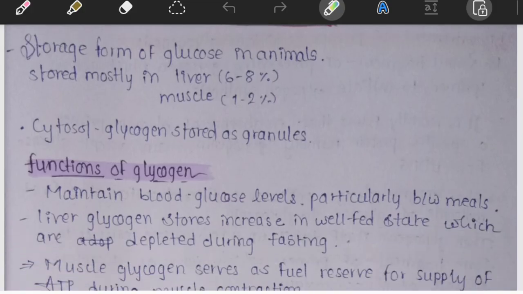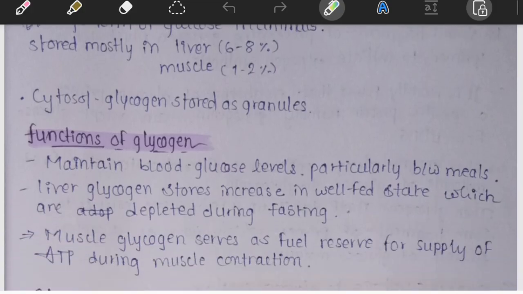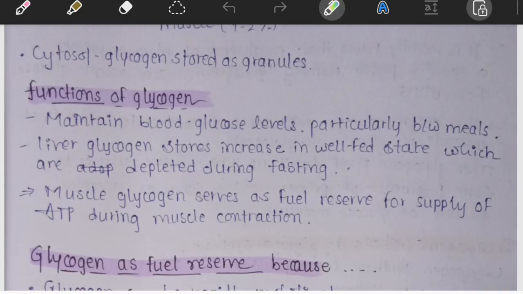Now let's understand why glycogen exists. Here are the functions. First, it maintains the blood glucose levels. When blood glucose rises, the liver says, I don't need all this glucose right now. So it converts excess glucose into the glycogen. Several hours later, blood glucose starts falling. Now the liver breaks the glycogen and releases the glucose back into the blood. That's why blood glucose remains fairly stable between the meals.